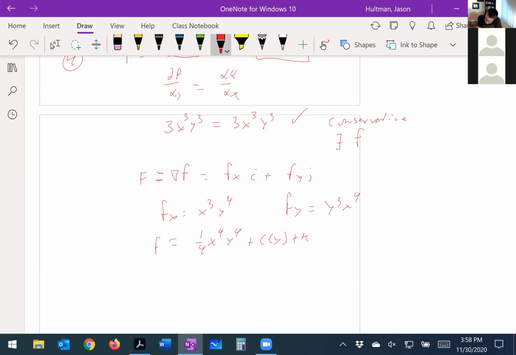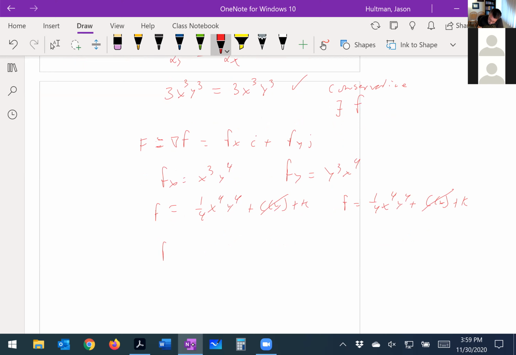With respect to y, it's going to be basically the same thing. So f is equal to 1/4 x to the fourth y to the fourth plus c of x plus k. So like we had before, the c's cancel out. There isn't anything that involves one that isn't in the other. So this f is equal to 1/4 x to the fourth y to the fourth plus k.